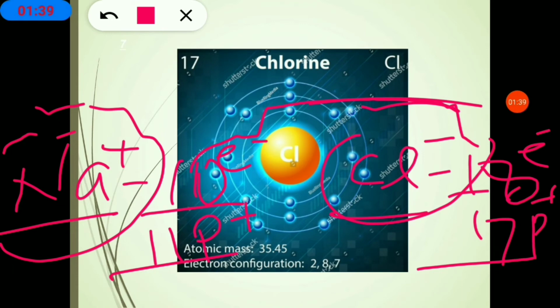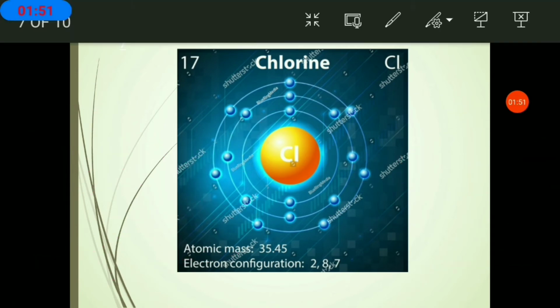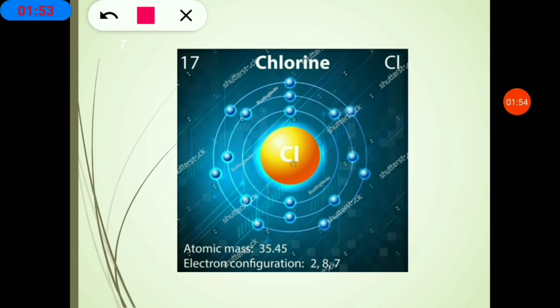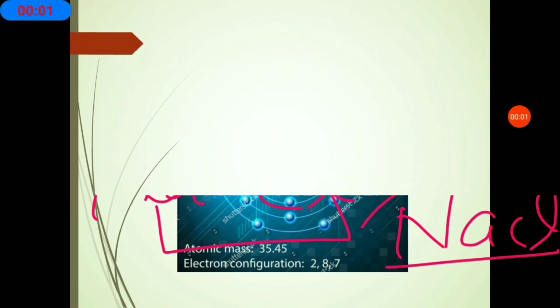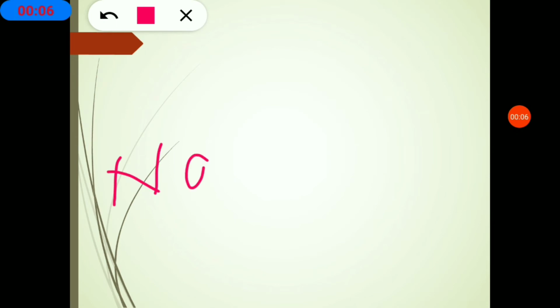Now we know opposite charges attract each other. So opposite charges mean Na plus and chlorine minus. These both ions combine together. Na plus and Cl minus combine together, and what do they form? NaCl. That is sodium chloride. What is NaCl? NaCl is sodium chloride.